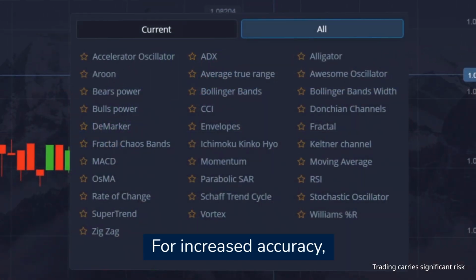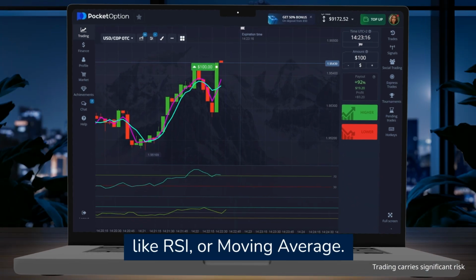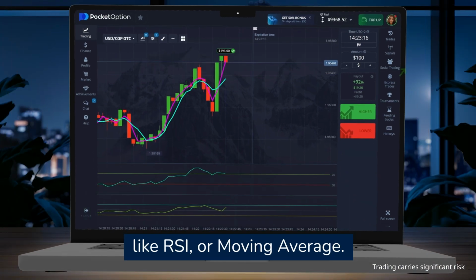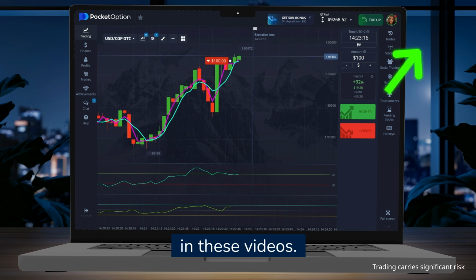For increased accuracy, combine DeMarker with other indicators like RSI or moving average. You can learn more about the RSI and moving average indicators in these videos.